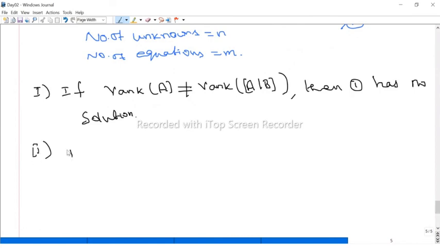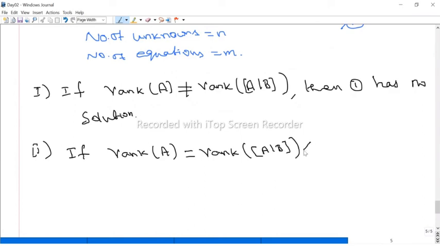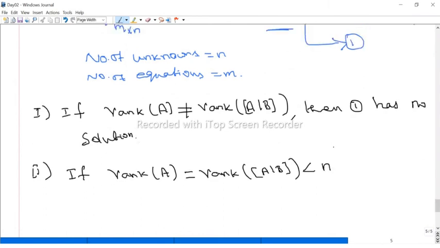Second, suppose the rank of the matrix A equals the rank of the augmented matrix AB, and it is less than n, where n is the number of unknowns. Then the system 1 has infinitely many solutions.